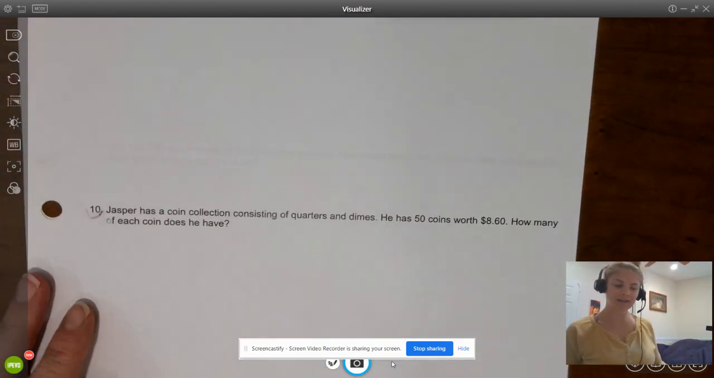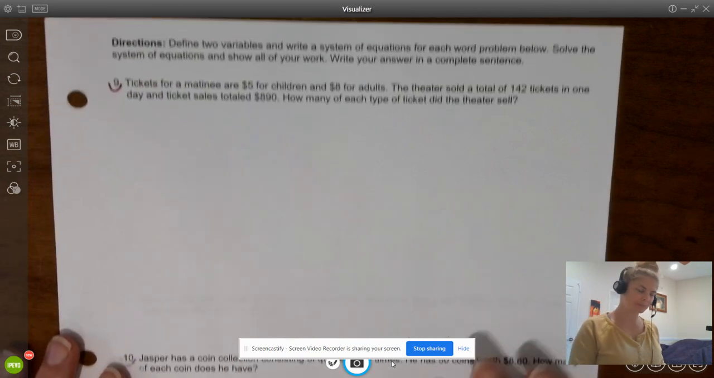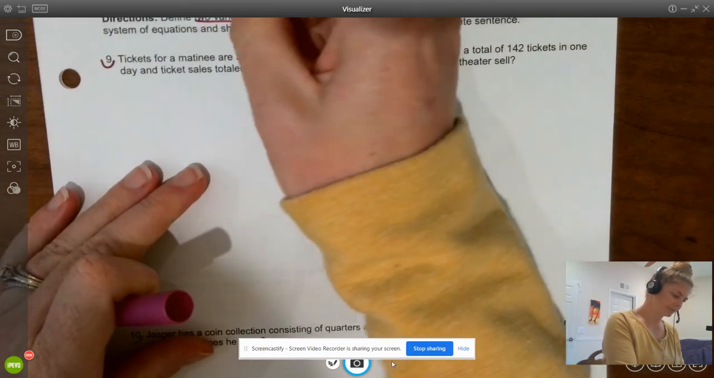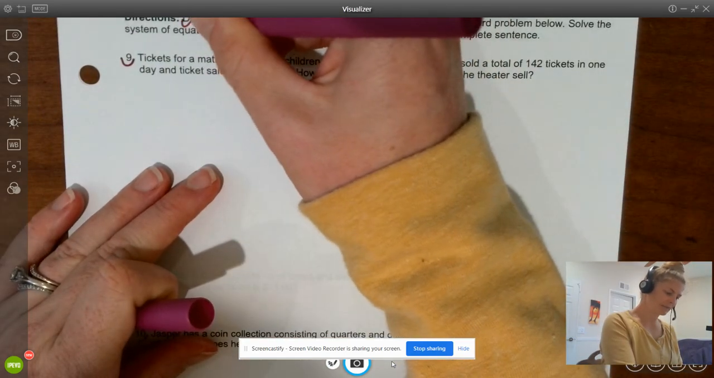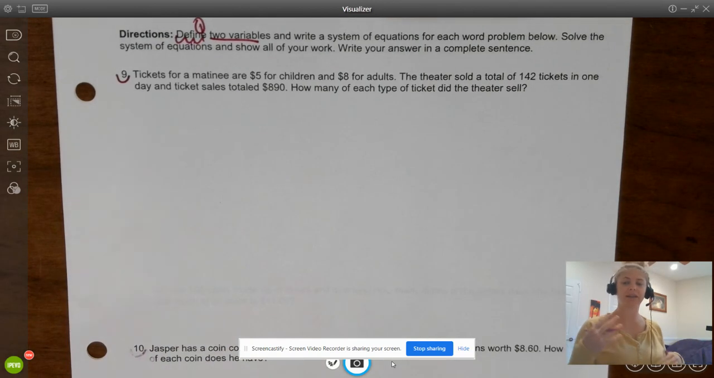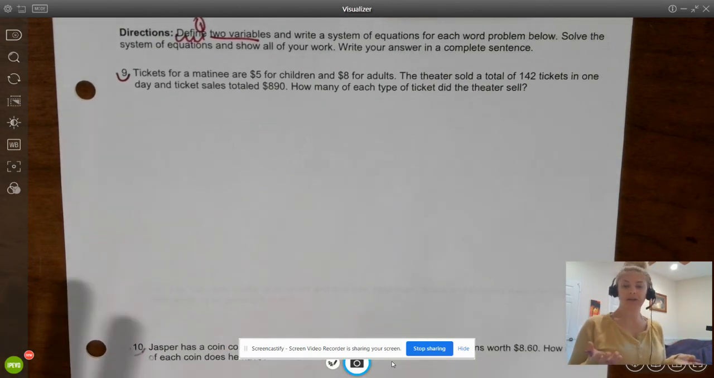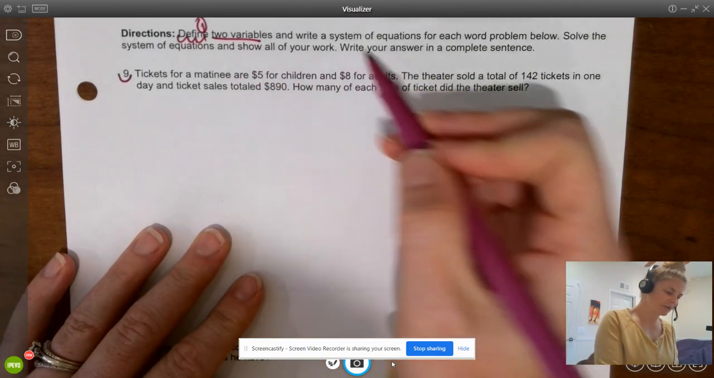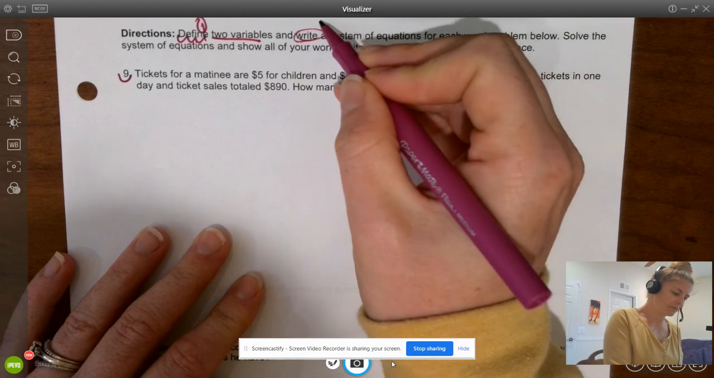And now we're going to get back into solving some word problems. So directions. Define 2 variables. So that's the first thing they want us to do. Sometimes I like looking for the verbs in the directions to know what actually things they need me to do. Because if I don't answer the question, I can't get credit for it. Define 2 variables and write, there's another verb. So what do they want me to do?